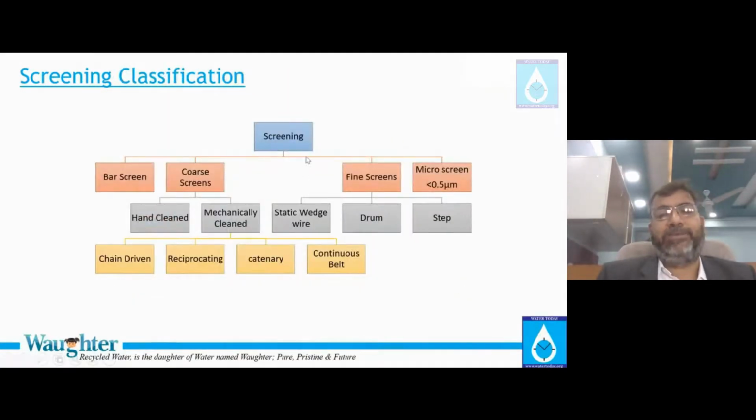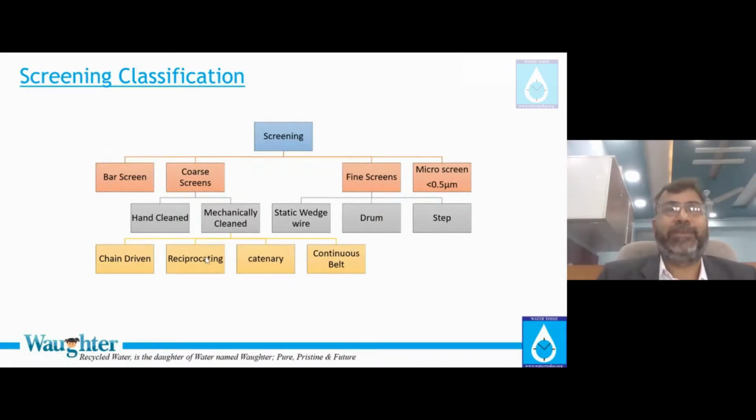So how do you classify a screen? The screen is classified into two varieties. One is coarse screen and one is fine screen. When you look into coarse screens, you can have something very simple like hand cleaned, then mechanically cleaned. And in mechanically cleaned, they have various options: chain driven, reciprocating, catenary, and continuous belt. All 4 options. Now, these are simple equipment.